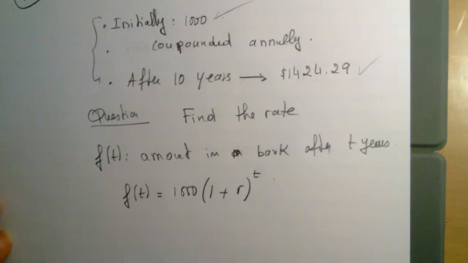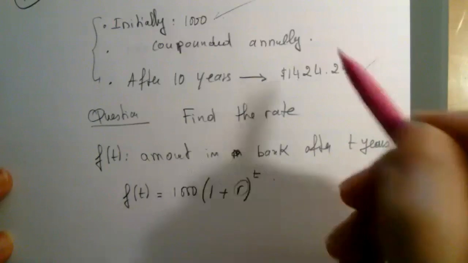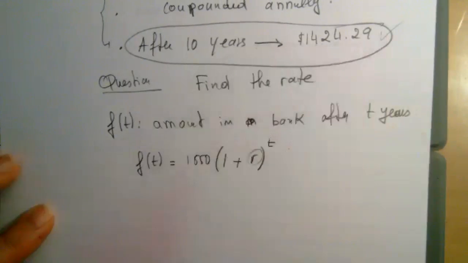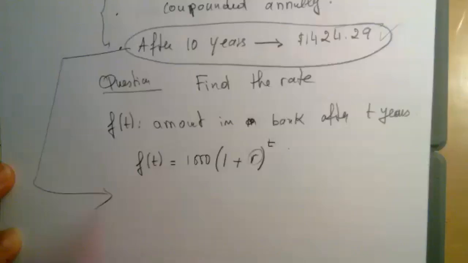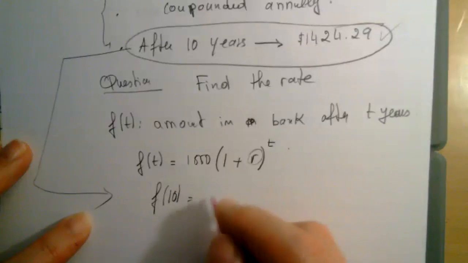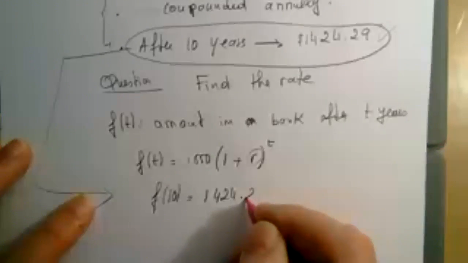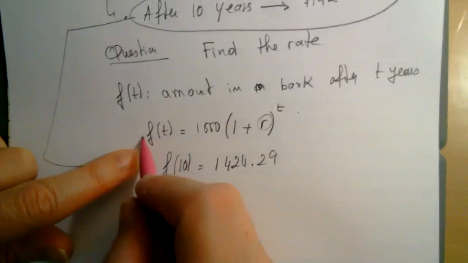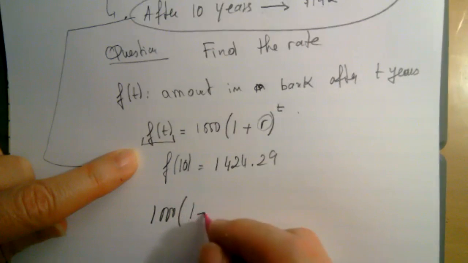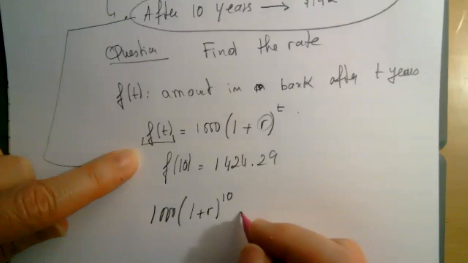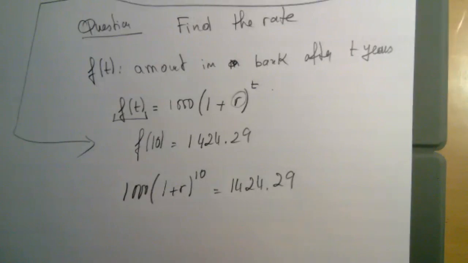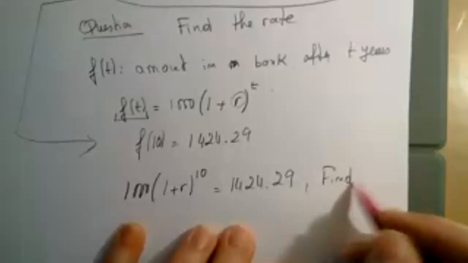What do we want? You want r. What's given to us? Almost everything else. So after 10 years, I have that much. I'm going to use this information and plug it here. It means after 10 years, so f of 10 is 1,424.29. What does this mean? If I plug in 10 here, it means 1,000 times (1 plus r) to the power 10 is 1,424.29. And now I need to find r.